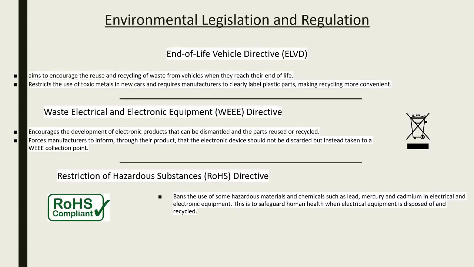You've then got the End of Life Directive. So this aims to encourage the reuse and recycling of waste from vehicles when they reach the end of life, restricts the use of toxic material in new cars, and requires manufacturers to clearly label plastic parts, making recycling more convenient. Because what you've got to remember is when it comes to disposing and getting rid of products at the end of their life, it's all about the convenience.